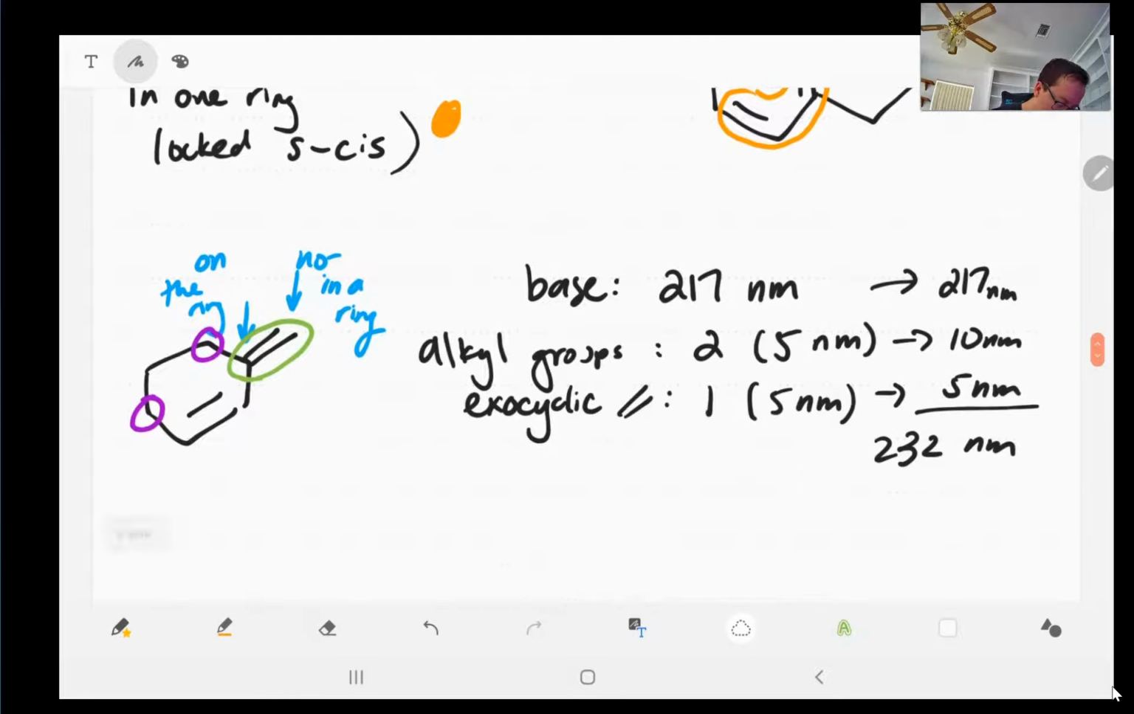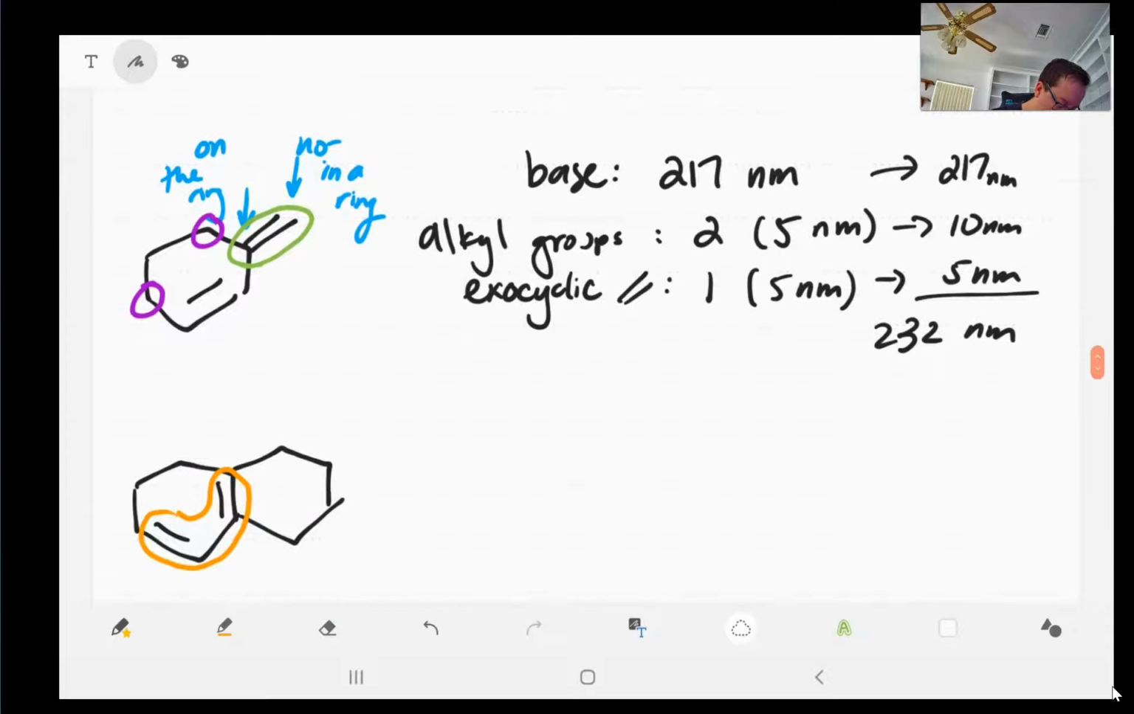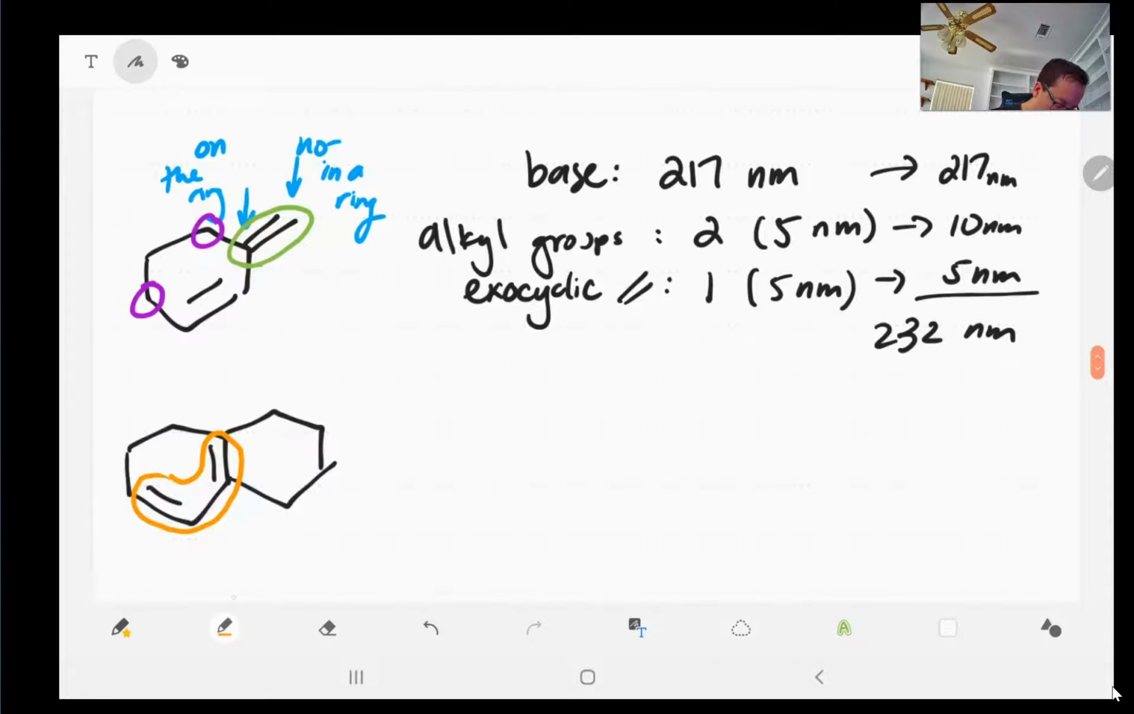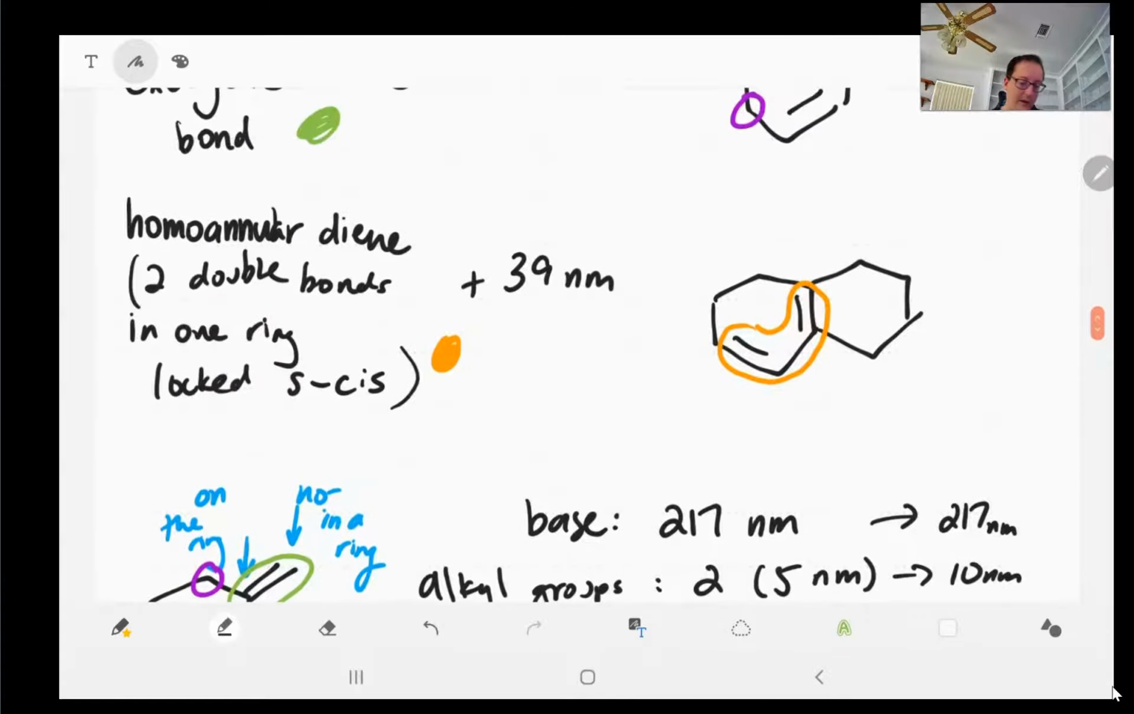If we move this one down, and we want to do our calculations, we can do that. We've got our base value of 217. I'll stay on this part just for 30 seconds or so you can make sure you get that. So homoannular dienes, they're stuck in one ring and stuck as S-cis.